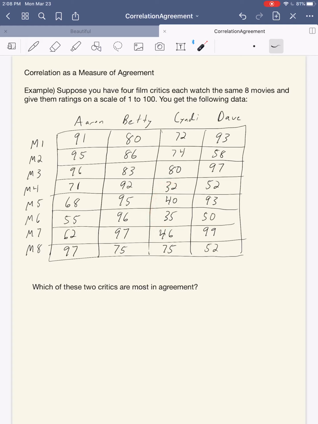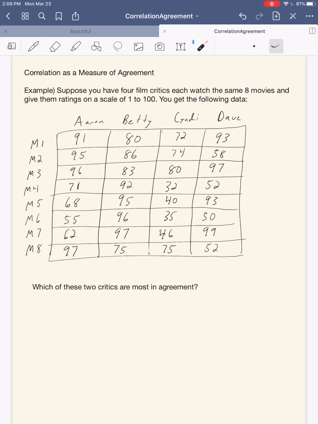What we're trying to bring to your attention is that we have to do this relative to how these people give reviews. For Cindy, an 80 is apparently an awesome review, because that's the best of these 8 movies. Whereas somebody like Ehren needs to give a 96 or a 97 to really like the movie, or Dave has to give a 99. So we've got to do this relative to how they give their scores.